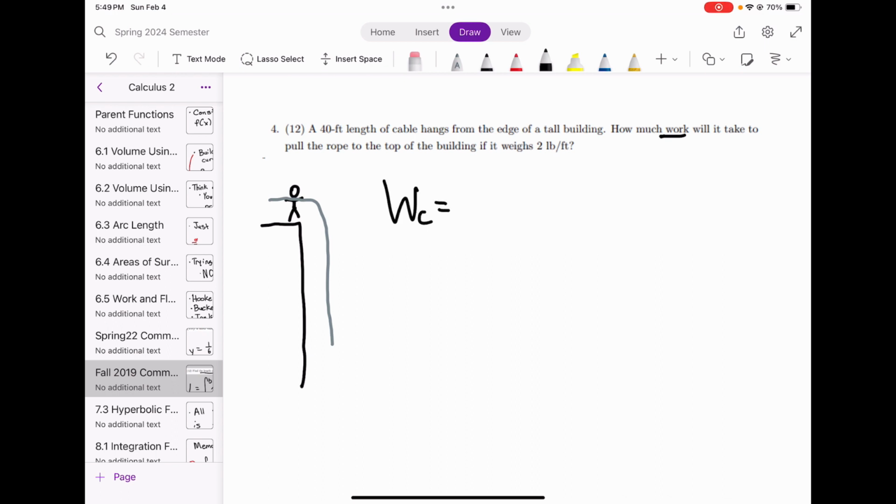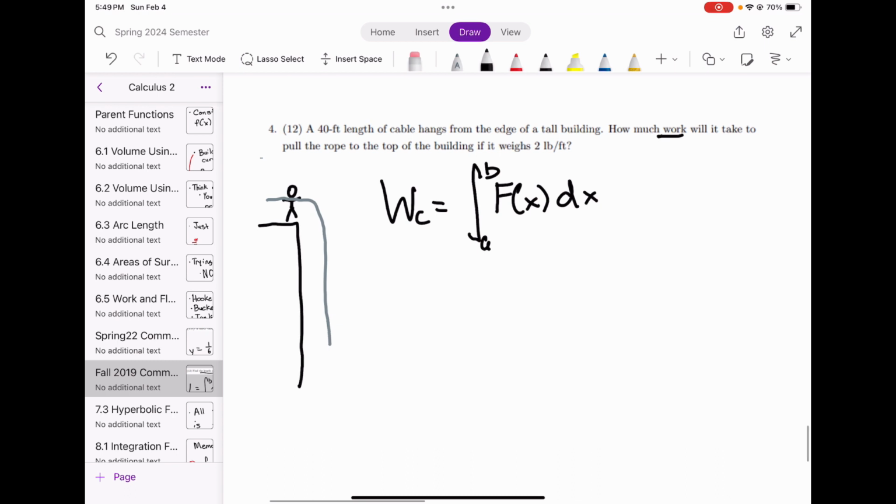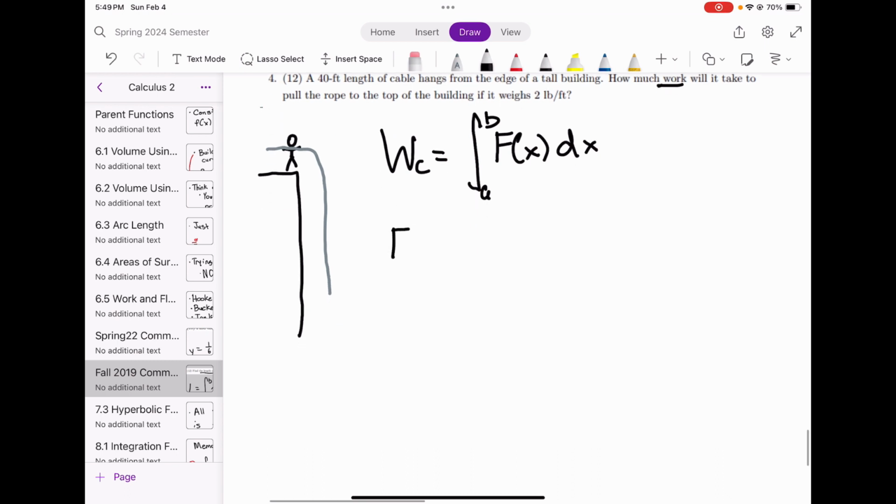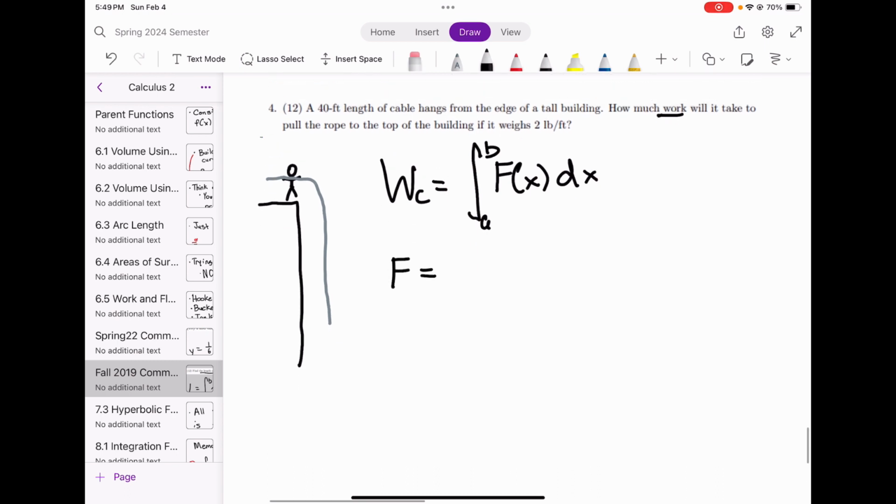So the work of the cable is equal to the integral from a to b of f of x dx. And in problems like these, your f is going to be the weight. Where's the weight? Oh, right here. So in this case, f is equal to 2 pounds per foot.